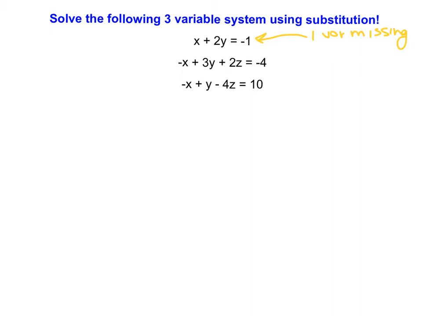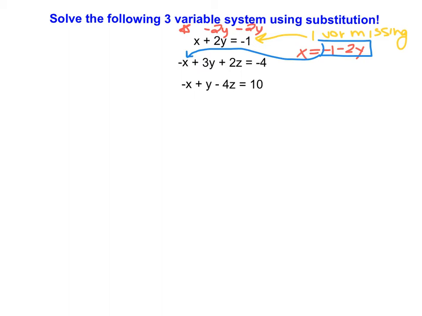So we're going to start off just like we did with two-variable systems. We're going to focus in on this equation here and figure out which variable we can solve for by itself very easily. And what I notice is if I subtract 2y from each side, I can easily get my x value alone. So x is equal to negative 1 minus 2y. So what I can do is take what my x value is equal to, which is negative 1 minus 2y, and substitute it into the other two equations.